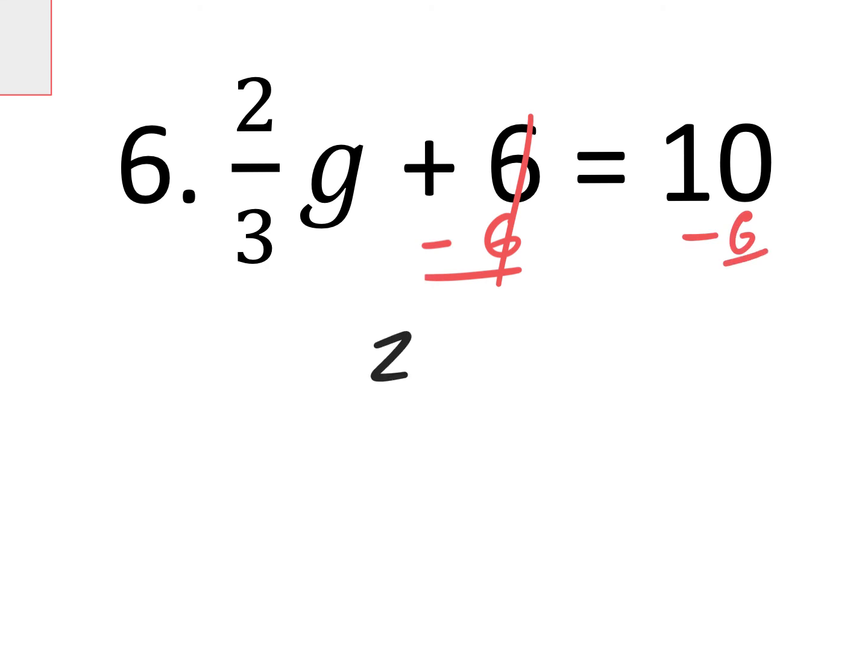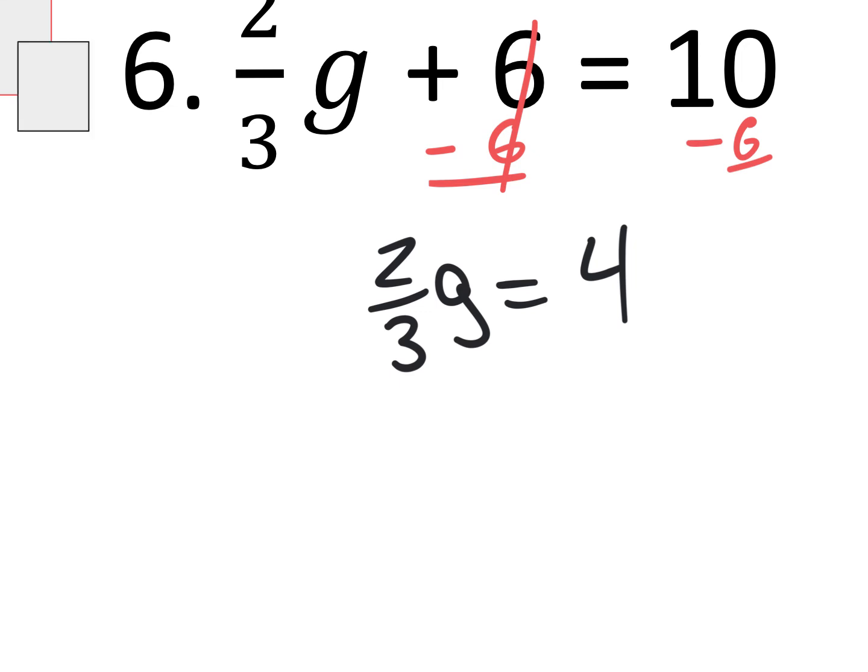I end up with 2/3 g equaling 10 take away 6, which is 4. Yay? Okay. So at this point, you want to get rid of the divided by 3. You don't want a fraction. It'd be nice if it just said 2g equals 4, right? So if I want to get rid of that divided by 3, all I have to do is multiply. You're going to have to multiply by 3.